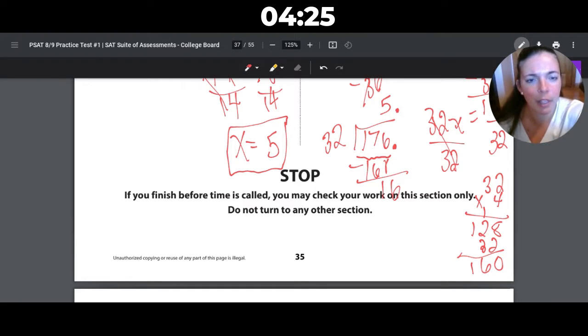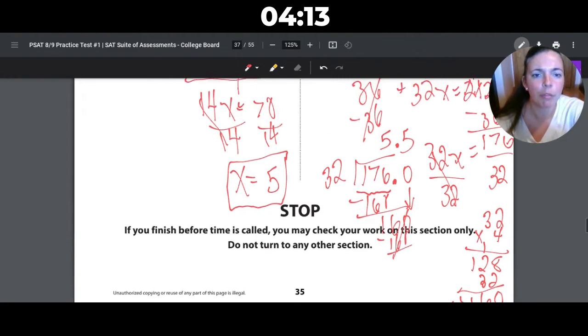Have to add a decimal. I like to add it to the top at the same time so I don't forget. And pull down my 0. So we just found that it goes into 160 5 times. So that would be good to go. Okay, so we get 5.5.